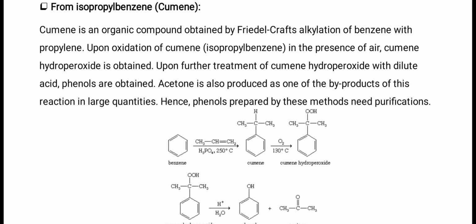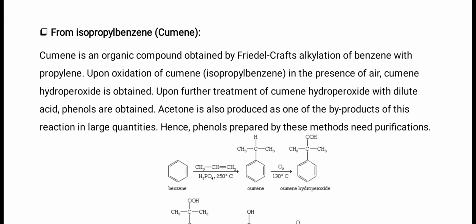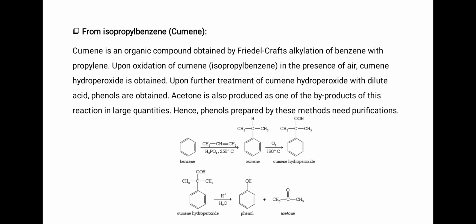So cumene in the presence of air will get converted into cumene hydroperoxide, or we can say that aerial oxidation of cumene converts it into cumene hydroperoxide, as you can see in step number 2. We will further discuss the mechanism of this particular conversion. So cumene hydroperoxide in the presence of dilute acids gets converted into phenol as well as acetone as a byproduct. So phenols can be prepared from benzene by this method, that is, from isopropylbenzene we get converted into cumene.